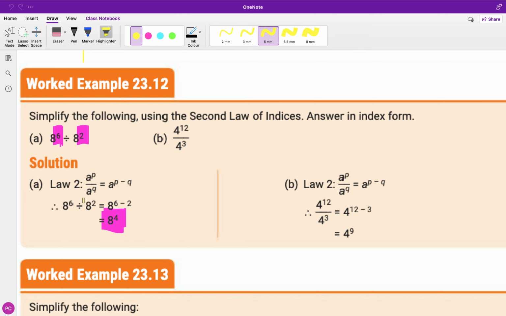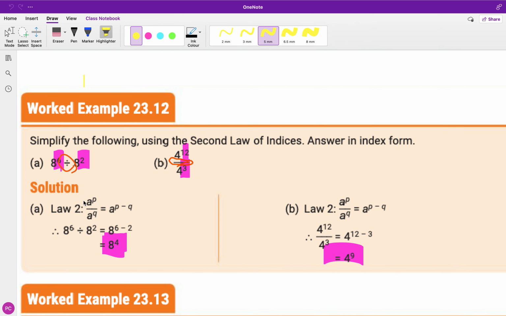And you know the way they're written like that with the division sign in the middle. The other way to do it is to put them over each other. So 4 to the power of 12 divided by 4 to the power of 3. 12 minus 3, 9.